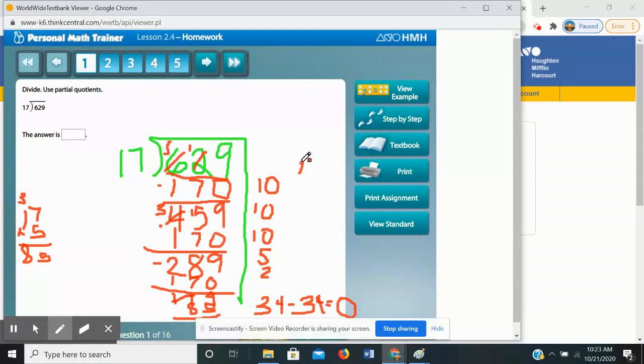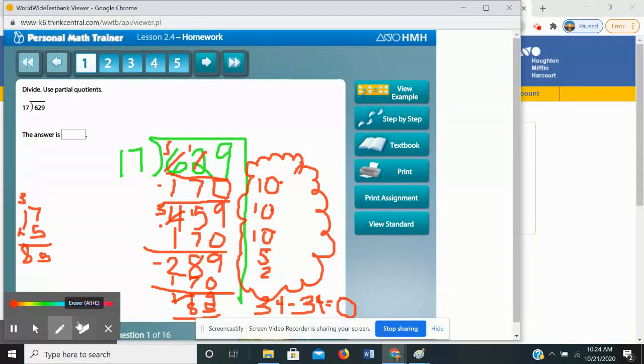So now I have to add all my multiples that I used, the partial quotients. I add up all the partial quotients. And I have 10, 20, 30, 35, and plus 2. That should bring you to 37. Check your work.